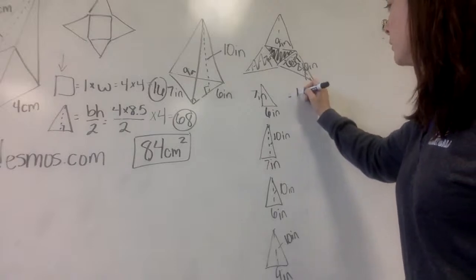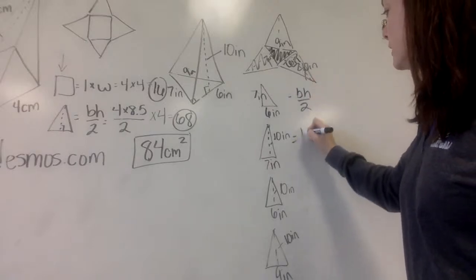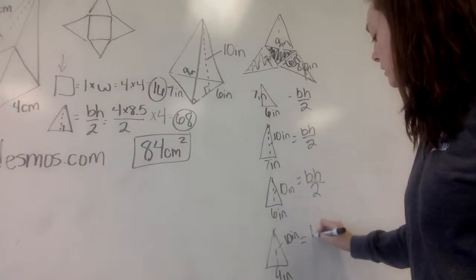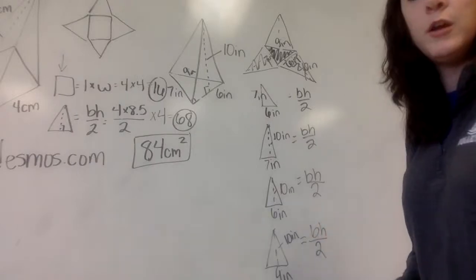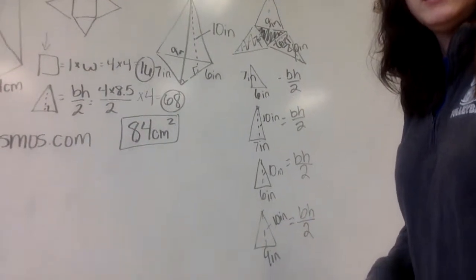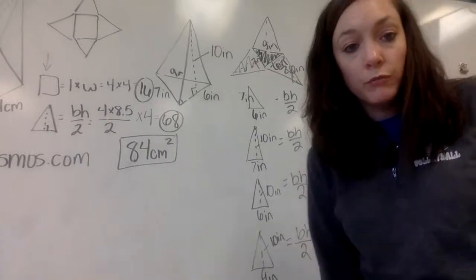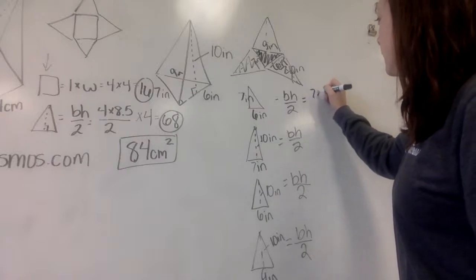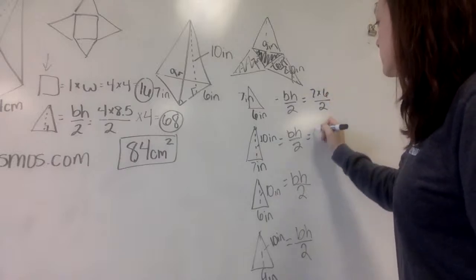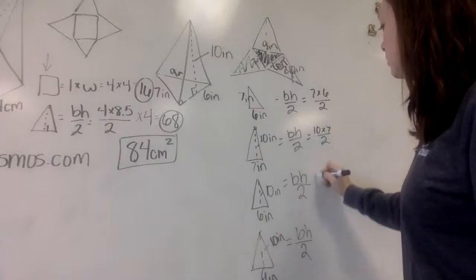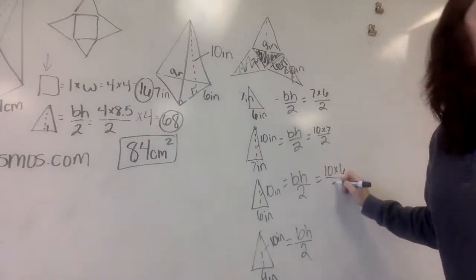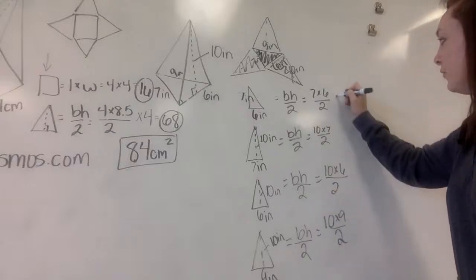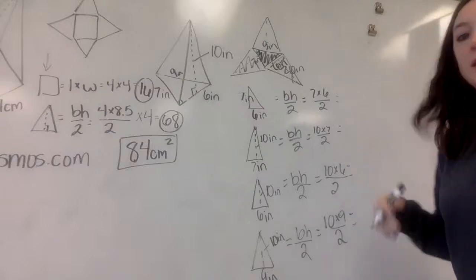Okay? Now, formula for area of a triangle is always base times height divided by 2. On your paper, I should see this. If you don't have any notebook paper, email me. I will mail it to you from my house if I have to. But anyway, so 7 times 6 divided by 2, 10 times 7 divided by 2, 10 times 6 divided by 2, 10 times 9 divided by 2. I'm going to figure all these out, and then I'm going to add them all together.